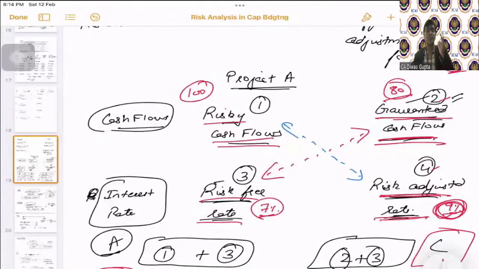So there will be twice the adjustment in the NPV if you take the lesser guaranteed cash flow and the higher discount rate. To adjust the NPV properly, we will have to take the lower rate, because if you take the lower risk-free rate, your NPV will stand corrected to that extent. Correct, Ria? I hope I'm able to make your point clear.